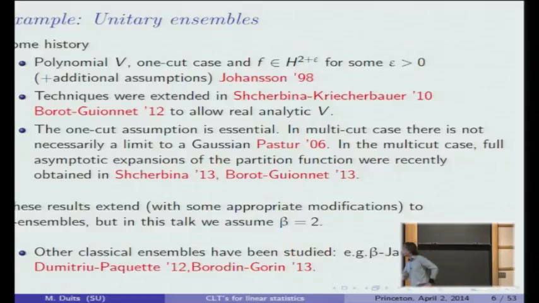And I should say that the proofs of this theorem rely on the loop equations that were also explained yesterday. They hold for general beta, but I will only consider the beta equals 2 case. Okay, this was for the unitary ensembles. You can also do this for the other classical ensembles, and there are some recent works there.